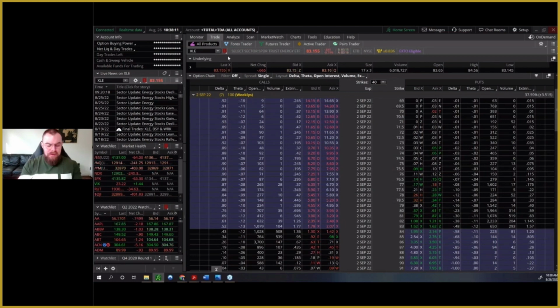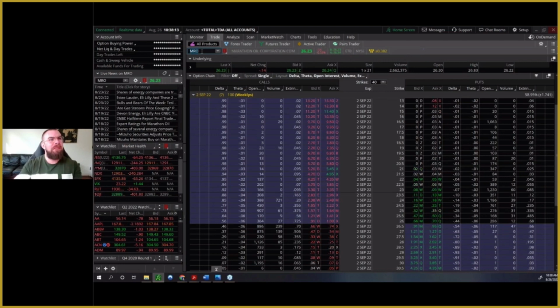If I go over to MRO, they're going to be a little bit wider of a spread. Actually, not on this one. This is a bad example. But when I look at stocks under $20, like $9, right? They have these 50-cent wide spreads.